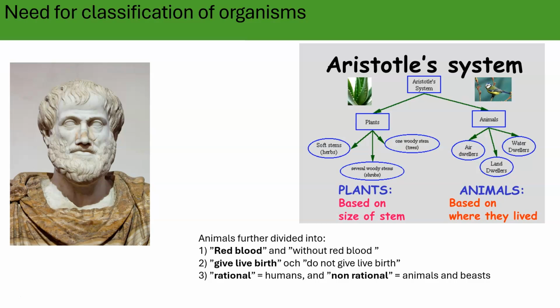This specific slide is not syllabus, but we've had many types of systems before. Aristotle's system is one of the oldest ones we have knowledge of. He said there are plants and animals, and plants can be divided into things with soft stems, woody stems, or several woody stems, which are your herbs, shrubs, and trees. Animals were water, land, or air dwellers, red-blooded or not, giving live birth or not, and rational ones like humans, while all the others are non-rational, like animals and beasts.